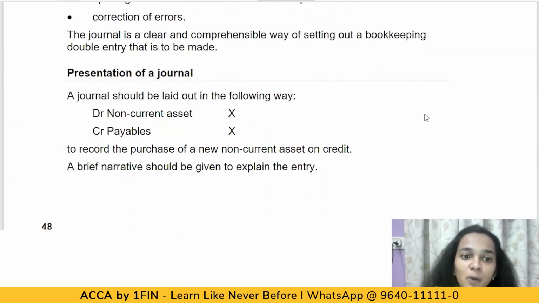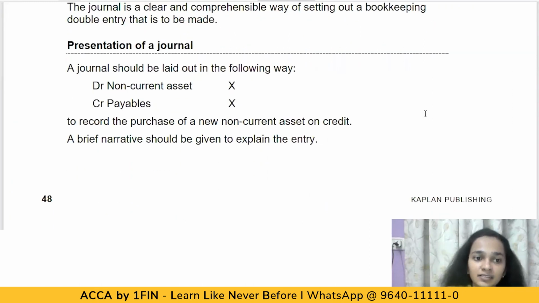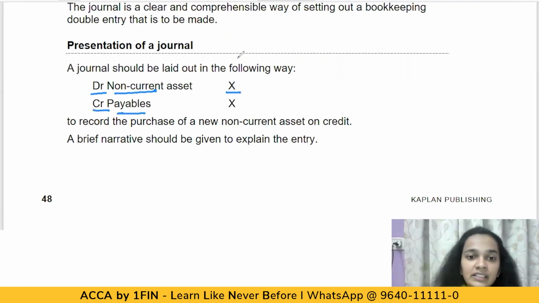So the format is like this. Debit, account, amount; credit, which account are you crediting, and the amount. This is basically the format which is followed. Is this clear? Are you all clear with the journal?